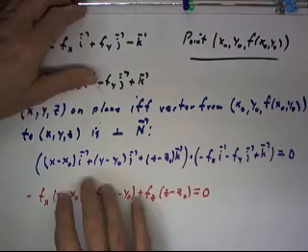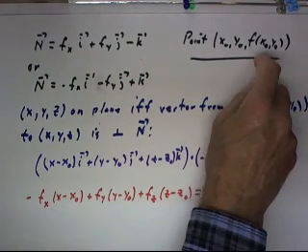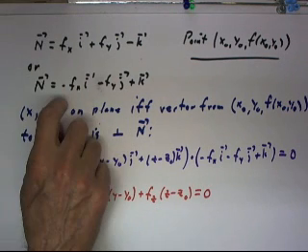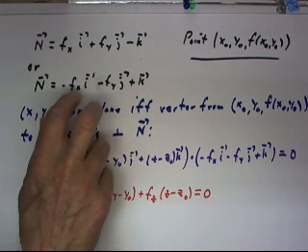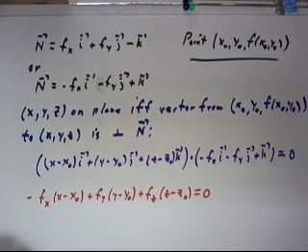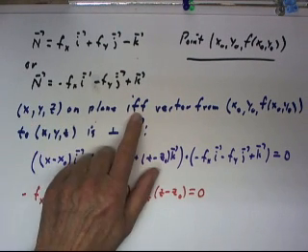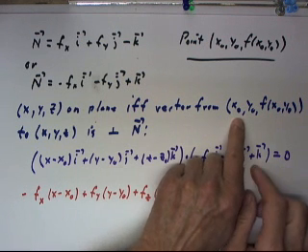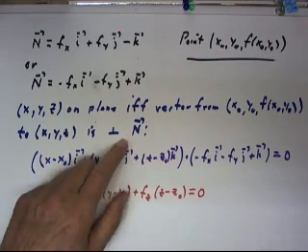So the plane that we get in the vicinity of the point x0, y0, f of x0, y0 has one of these two normal vectors, depending which way we cross the vectors. This vector is just the negative of this vector. We could use either. Now point x, y, z lies on the plane if and only if a vector from the point x0, y0, f of x0, y0 to the point x, y, z is perpendicular to n.